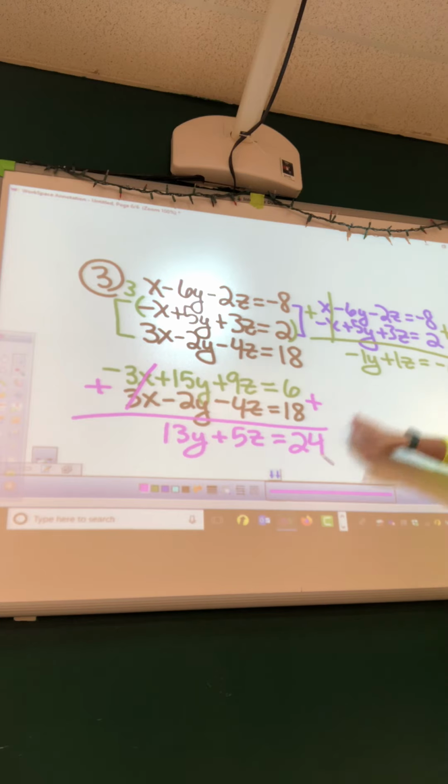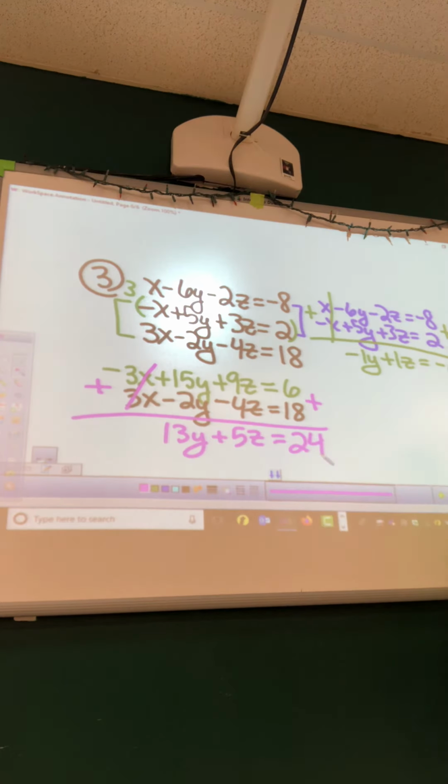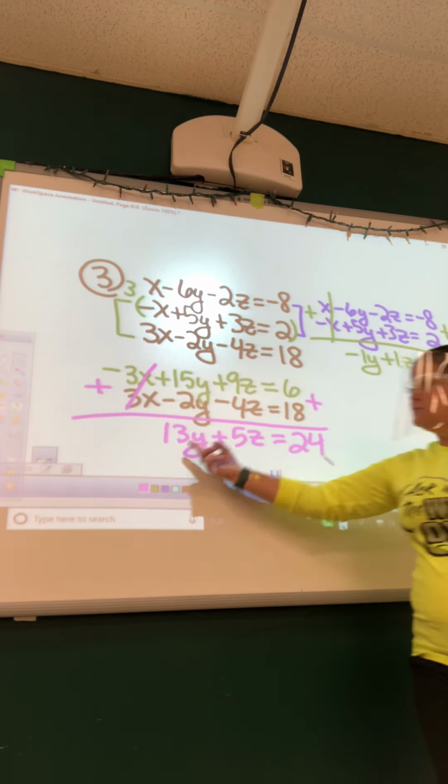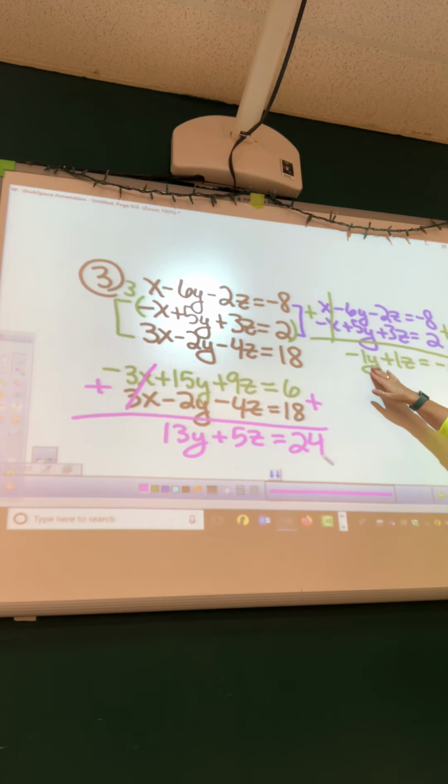Y or z? Which one do we want to eliminate? Y. Does it truly matter if somebody were to say z? No. Okay? Because this one is a negative 1 and a positive 1, those are easily changed to those opposites of these 13 and 5s. So I heard y because it's already negative. This one down here is positive 13. So if we're going to cancel out y's, what does this green one need to become? 13, right? It's already negative, but we need a positive and a negative 13, correct?